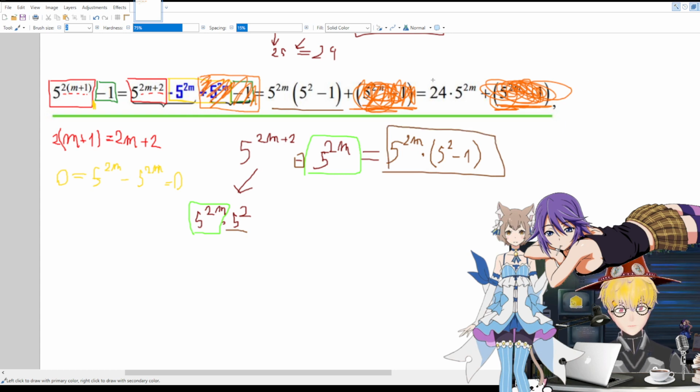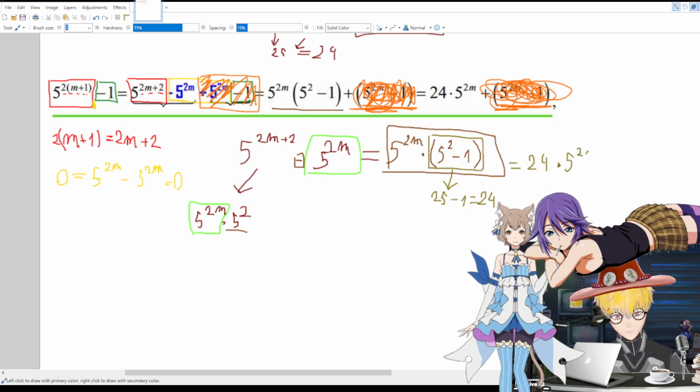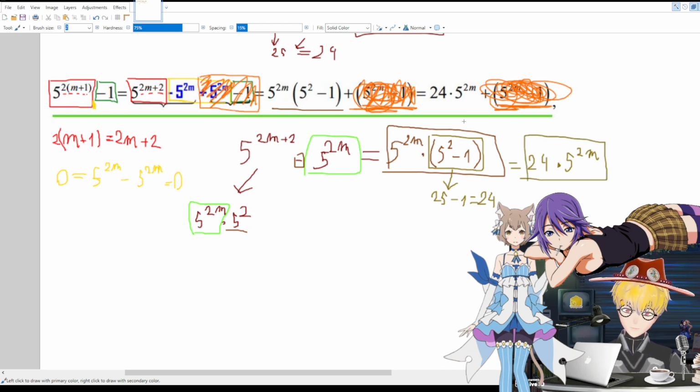Then, we do the next thing. How do we get to this point? It's very simple. These brackets, we just open them. That is equal to 25 minus 1, which is equal to 24. As a result, since we have opened the brackets, we get the final result of 24 times 5 to the power of m, or 5 to the power of 2m, which is this entire thing.